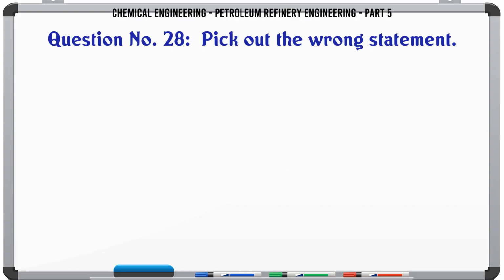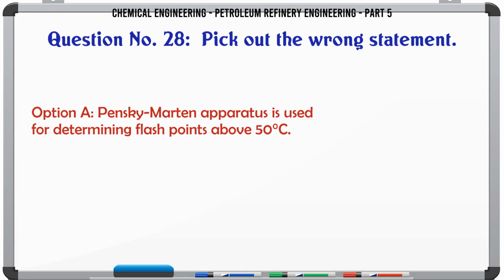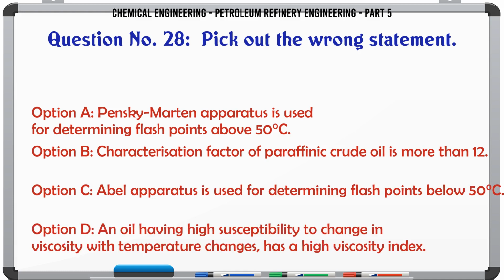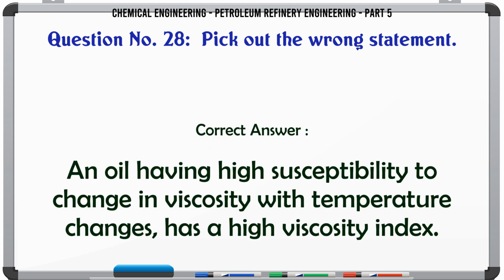Pick out the wrong statement. A. Pensky-Martens apparatus is used for determining flash points above 50 C. B. Characterization factor of paraffinic crude oil is more than 12. C. Abel apparatus is used for determining flash points below 50 C. D. An oil having high susceptibility to change in viscosity with temperature changes has a high viscosity index. The correct answer is D: an oil having high susceptibility to change in viscosity with temperature changes has a high viscosity index.